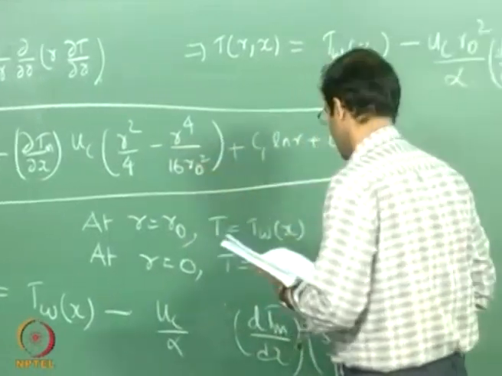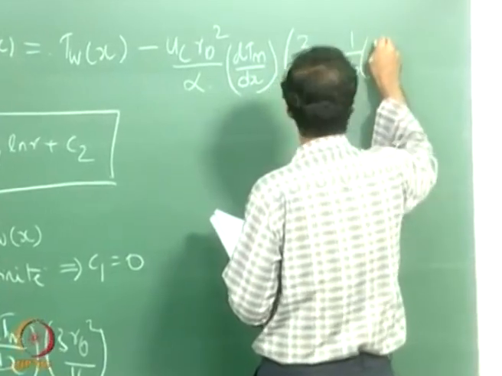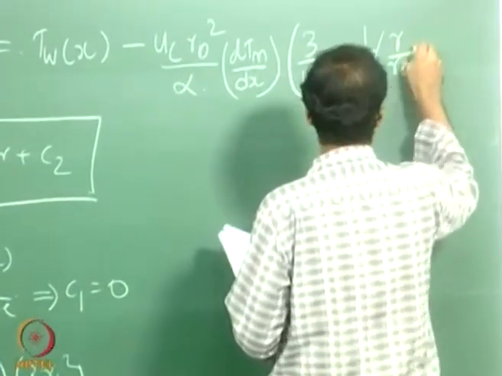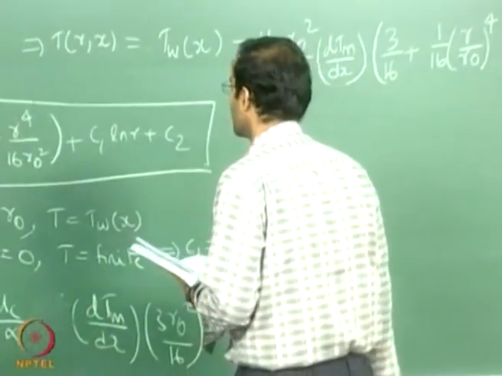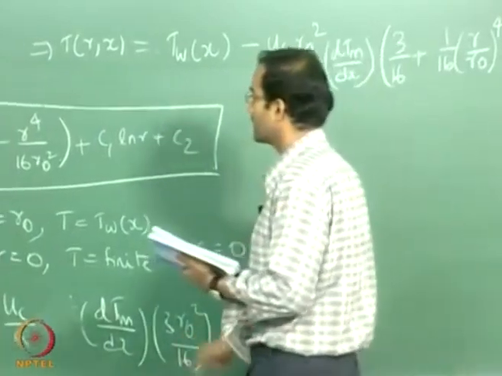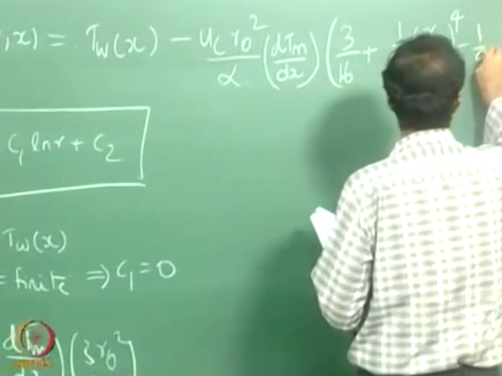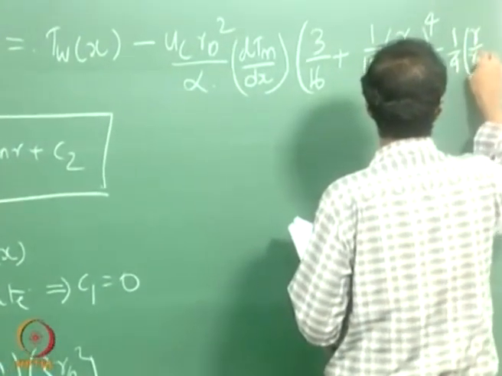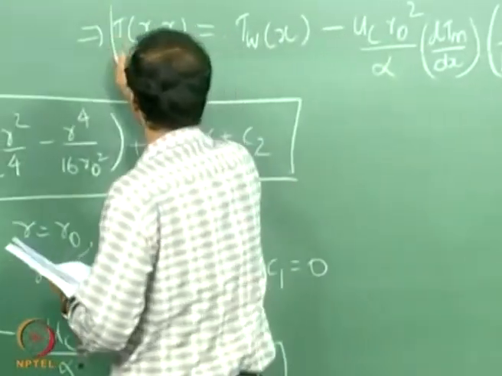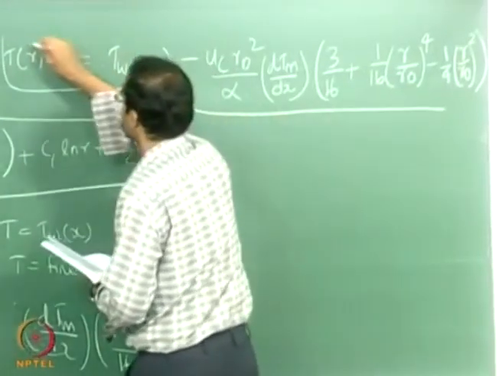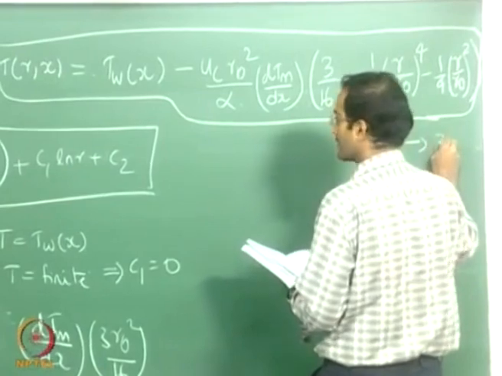So you have already r naught square taken out, so this will be 1 by 16 r by r naught the whole power 4. Okay, and this remaining term will be r by r naught, 1 by 4. This will be minus 1 by 4 r by r naught the whole power 2. Okay, so this will be a final expression for temperature variation. Let us call this equation number 3.